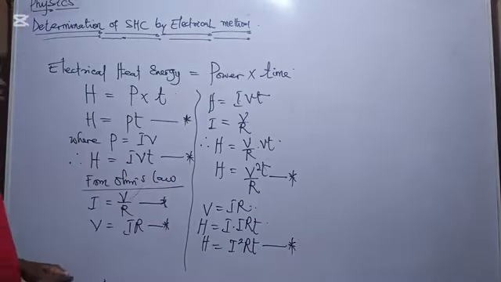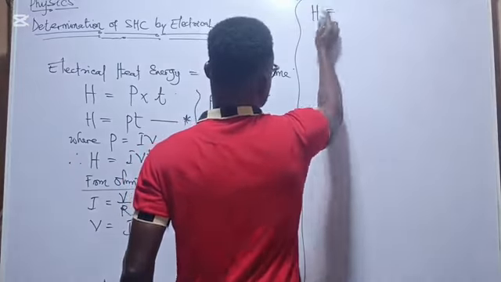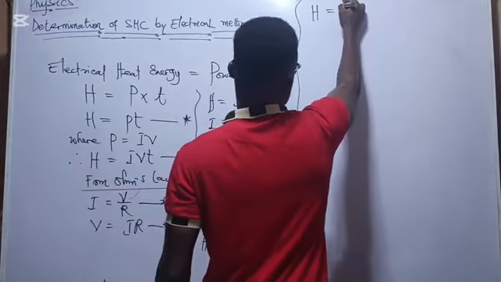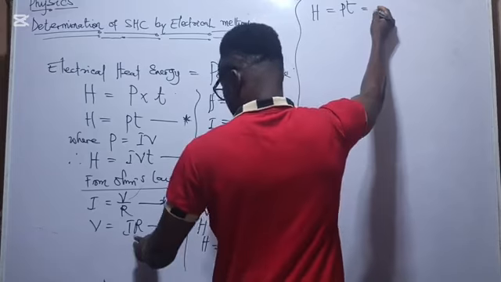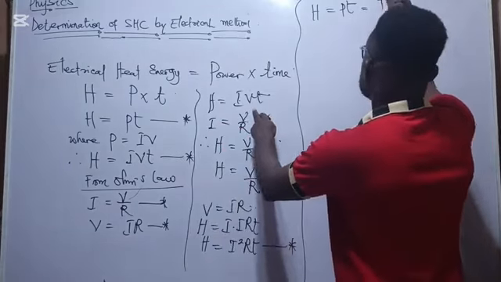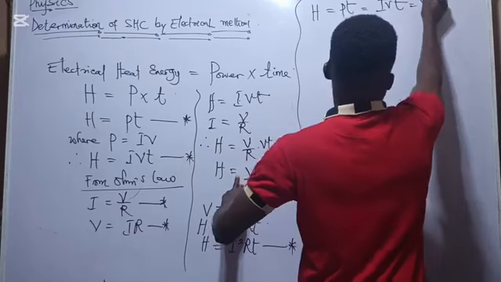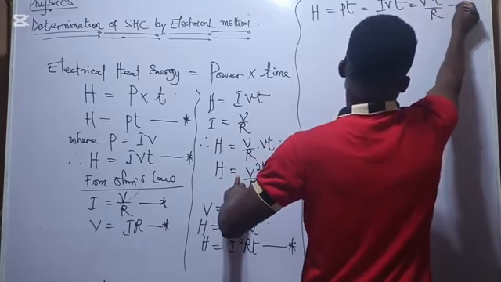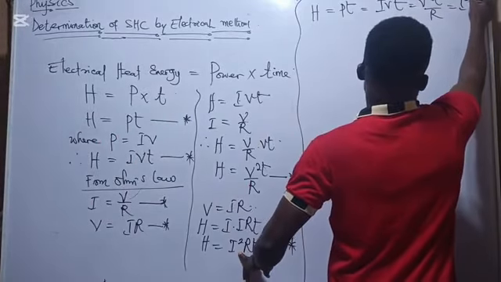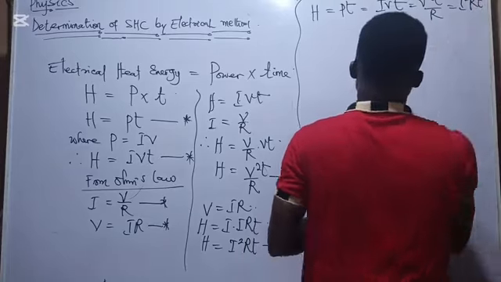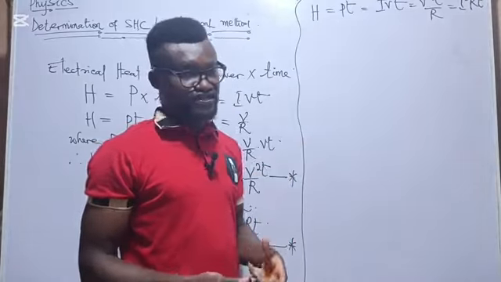In summary, the electrical heat has variations of formula, which is power times time. It also has the formula IVT. It also has another formula, which is equal to V squared T all over R. It has another formula, which is equal to I squared RT. All these formulas will be required whenever we are dealing with electrical heat.